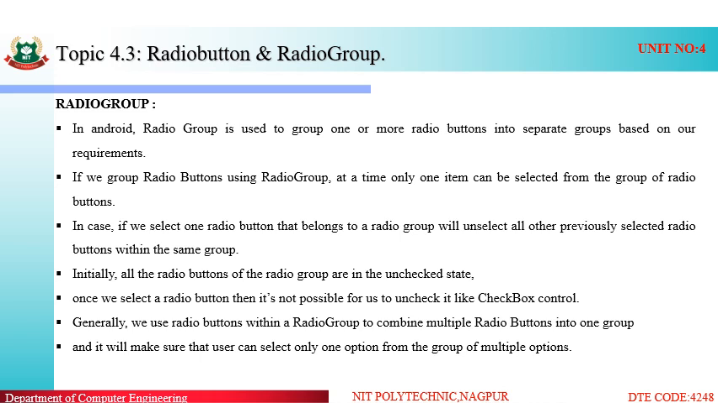Generally we use radio buttons within a radio group to combine multiple radio buttons into one group. So basically the radio button group is used to group the radio buttons, and it will make sure that the user can select only one option from the group of multiple options.